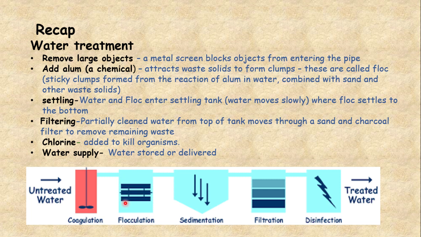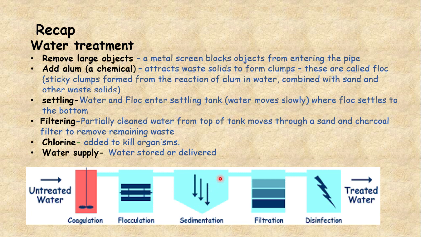Then flocculation. Flocculation is what? The water containing solid waste coagulates with one another to form the larger mass. This mass can settle at the bottom. So time is allowed to settle it down in the sedimentation basin, and water and the floc now enter the settling tank and settle at the bottom.